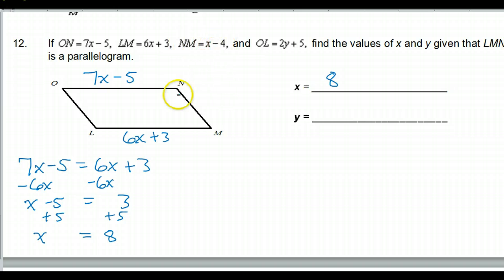NM is x minus 4. X minus 4. OL is 2y plus 5. So this is 2y plus 5.